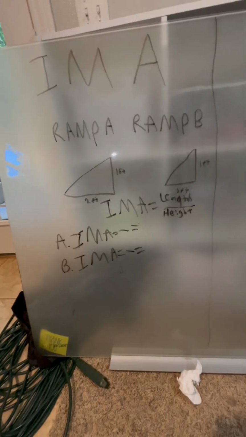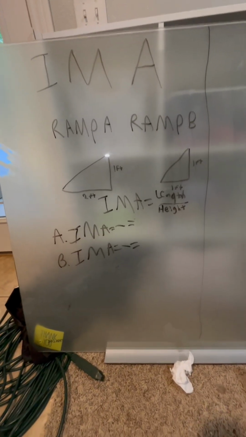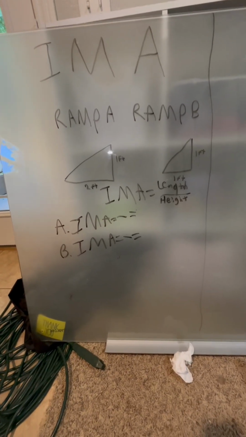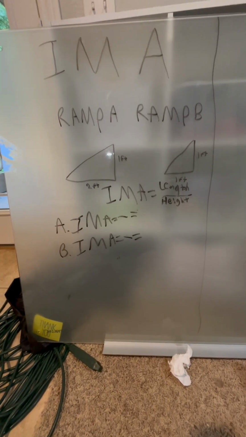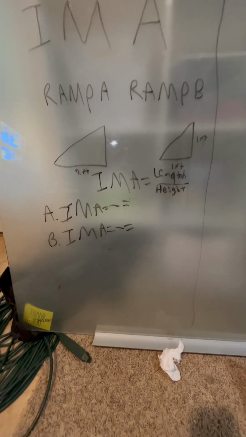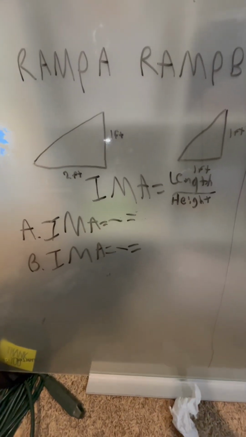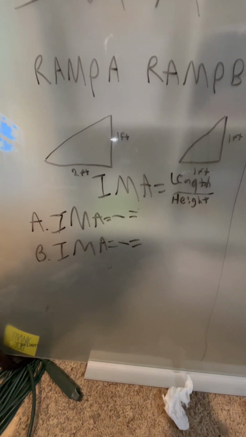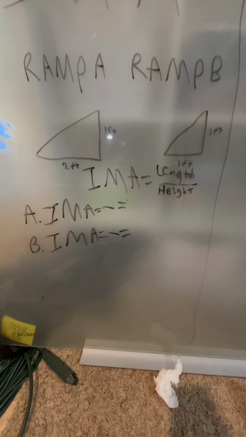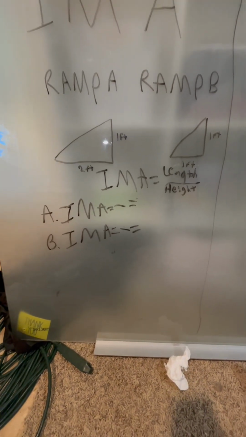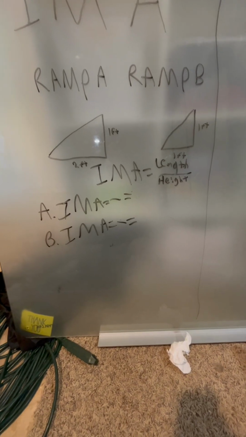Now I'm going to do some problems on IMA. We have two ramps. They both have the same height, and one is long and gentle, the other is short and steep. Now, ramp A is 2 feet long, 1 foot tall. Ramp B, 1 foot long, 1 foot tall. And remember, IMA is length divided by height.